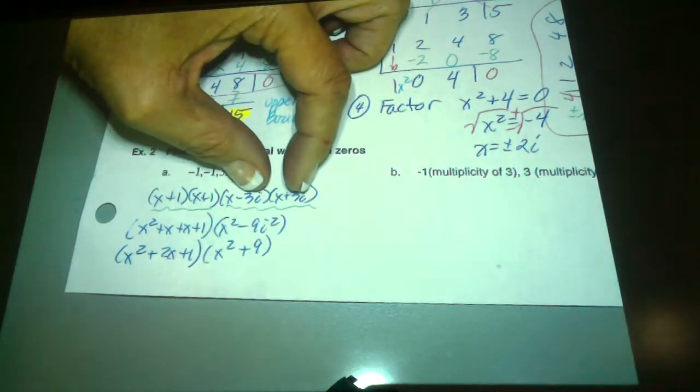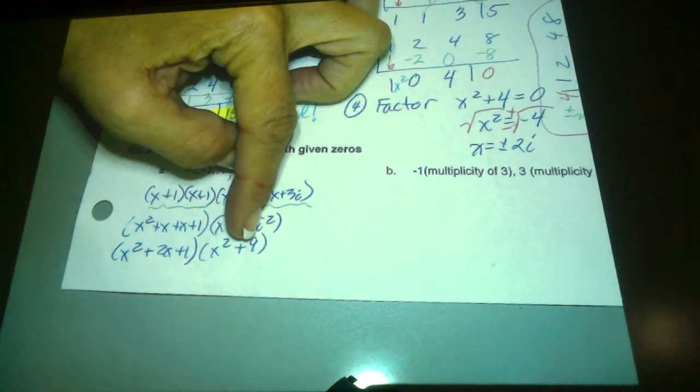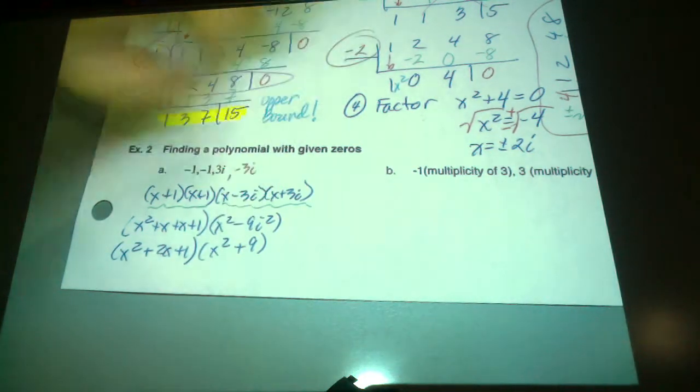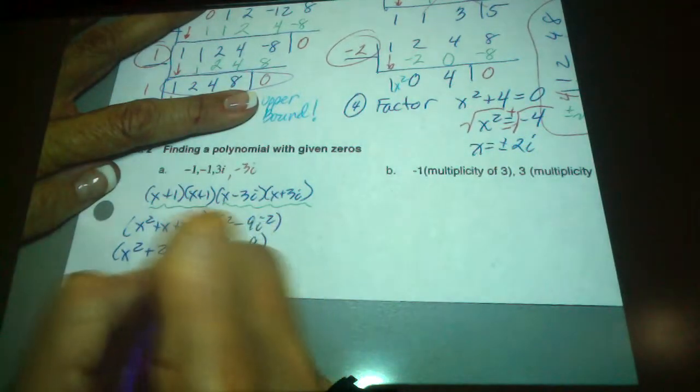And then these two, a positive times a negative is a negative. 3 times 3 is 9. i times i is i squared. So you get this. What is i squared equal to? Negative 1. Because the square root of negative 1 times the square root of negative 1 is the number underneath the radical, which is negative 1. So that negative 1 times the 9 changes the sign, so it becomes a plus 9. So this is what I'm left with. Now we have to distribute. I'm going to distribute the x squared into everything.